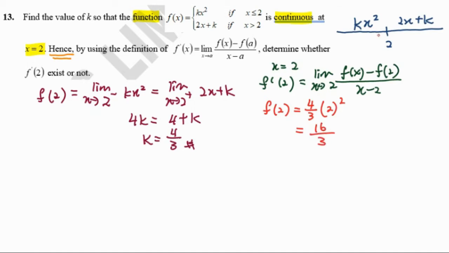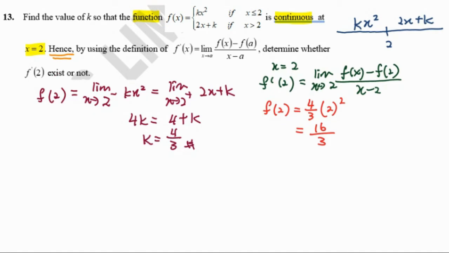Let us see here, our function is a piecewise function, so the left hand side function and right hand side function are different. So when we want to perform the limit as x approaches 2, we need to calculate one-sided limits, approaching 2 from the left hand side and from the right hand side, to identify whether this limit exists or not. If the limit exists, it means this function is differentiable at x equals 2. Then f prime 2 will exist.